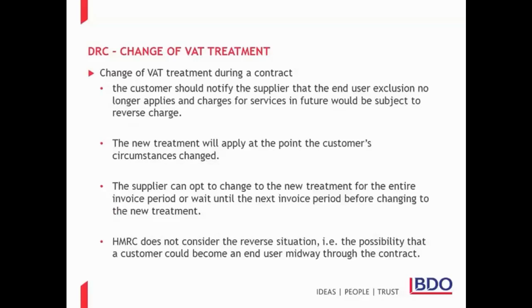Where a change in circumstances means the reverse charge treatment changes midway through a contract, the customer should notify the supplier that the end user exclusion no longer applies and charges for services in future would be subject to reverse charge. The new treatment will apply at the point the customer's circumstances changed. If this change happens during an invoice period, where there would be one invoice including both reverse charge and normal VAT rules, the supplier can opt to change to the new treatment for the entire invoice period or wait until the next invoice period before changing to the new treatment.